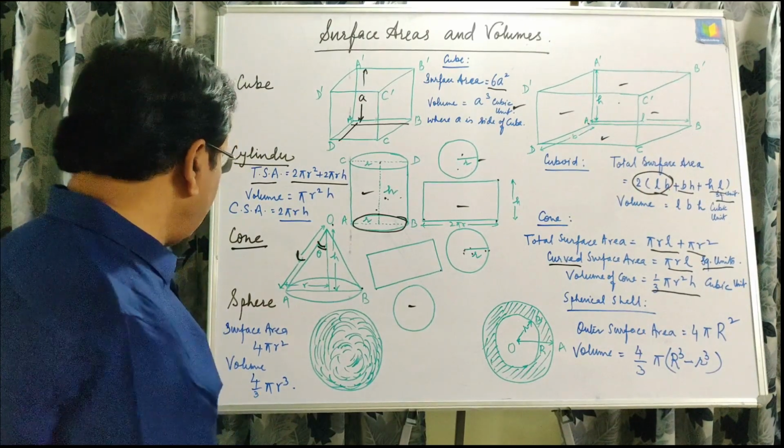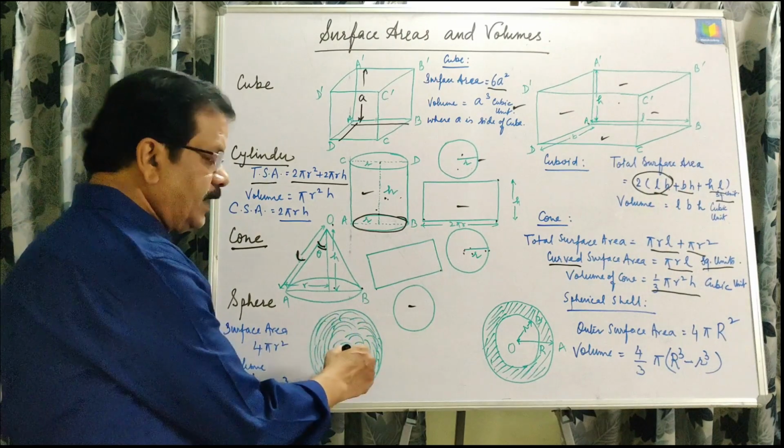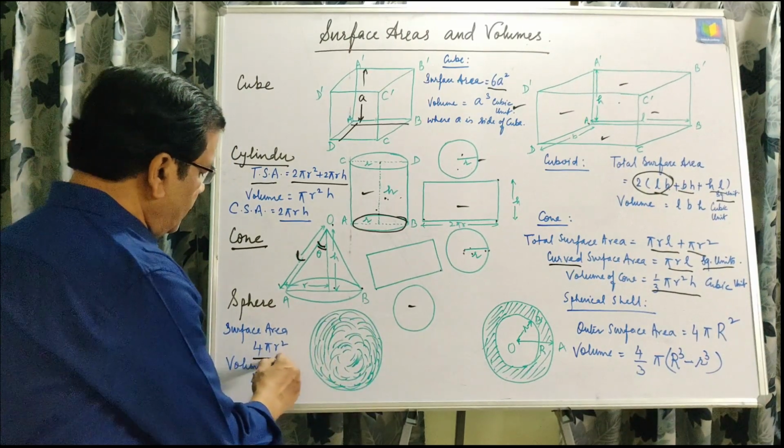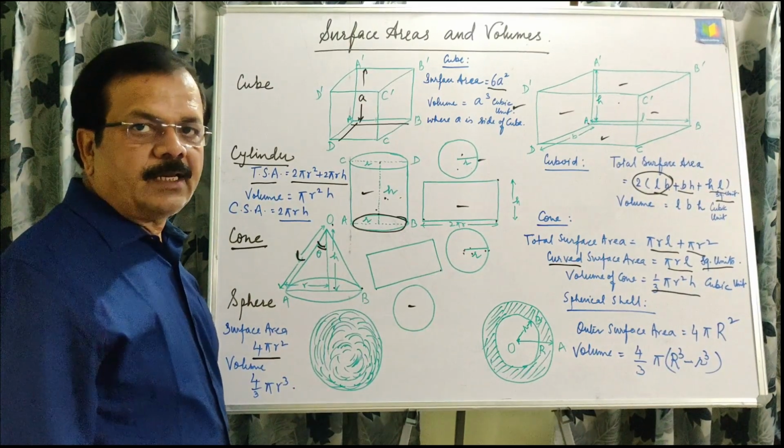In the same way, in the case of a sphere, actually a sphere is like a ball, okay, and the surface area of a sphere will be 4 pi r square.